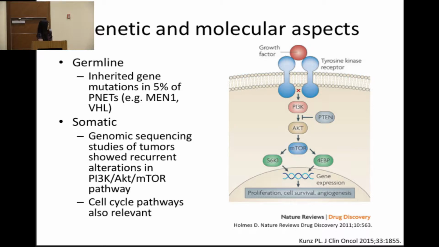But some studies have found recurrent mutations in this pathway called the PI3K-AKT-mTOR pathway, illustrated here. It's a critical pathway for cell survival and proliferation. And this also relates to the therapy that we'll touch upon later with everolimus. And moreover, studies have shown that cell cycle dysregulation might be important in this disease.